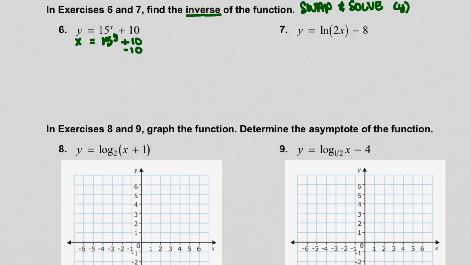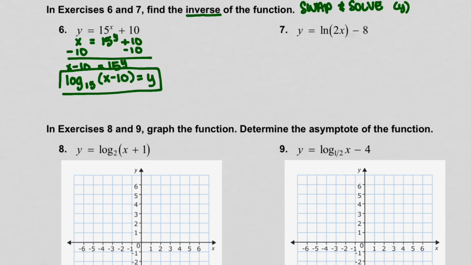I'm going to do what I need to do to get that y by itself. So I've got to this point. Hopefully we can all breeze through that pretty quick. But now I can't just root this, or divide this or anything like that, because I don't know what that exponent is. So I'm going to undo it by taking it from its exponential form. I'm going to get my logarithm. So I've got my log base, well, the base of that is 15, and I know that x minus 10 is what that equals. My exponent is y. Well, I've got y alone, which was my goal.